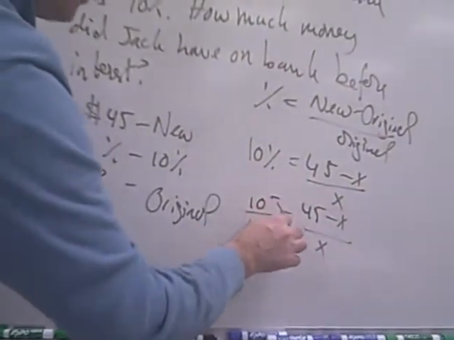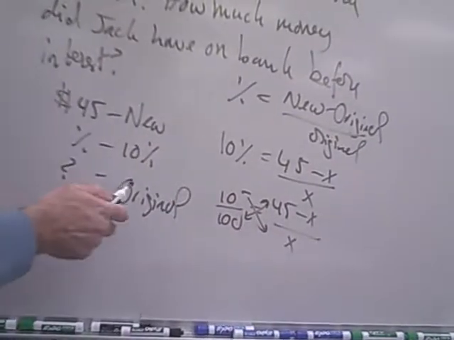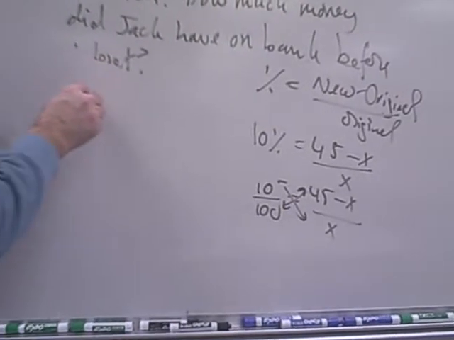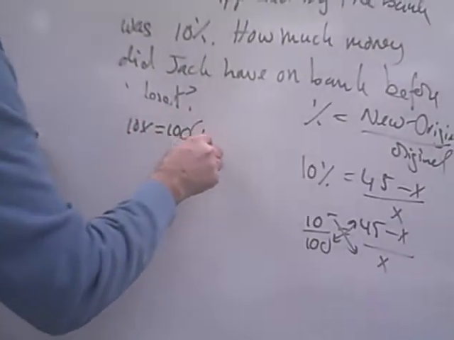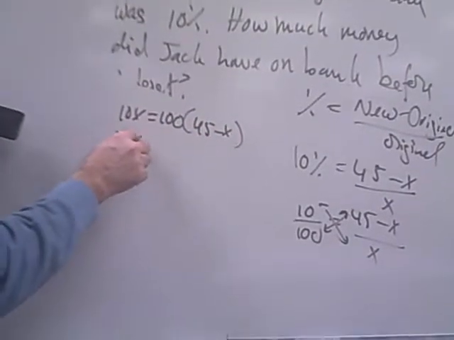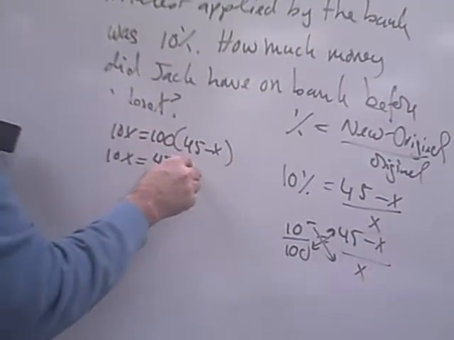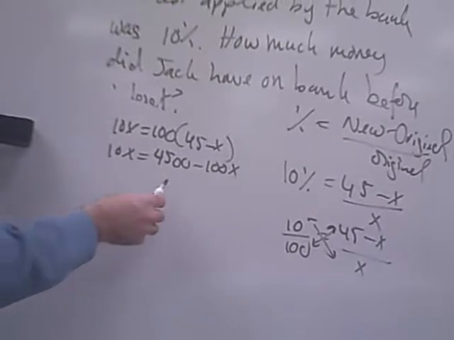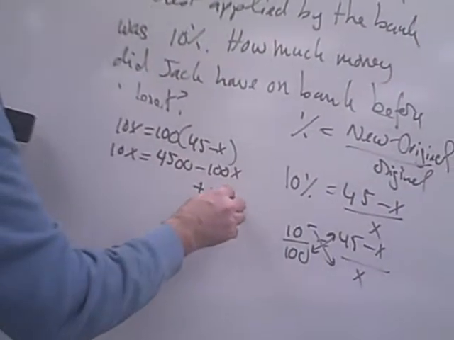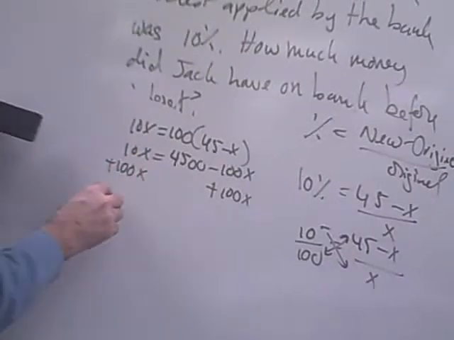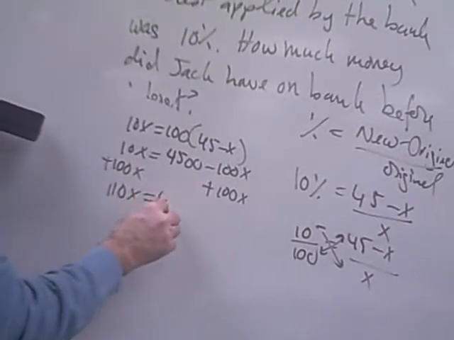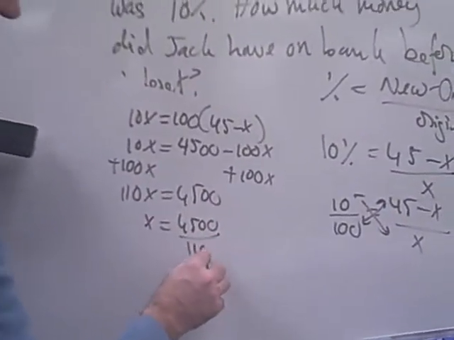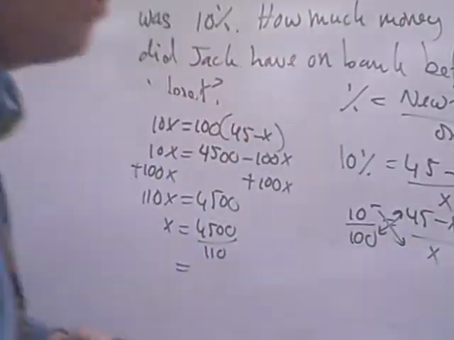Now we cross multiply, and I'll erase this and continue over here. I get 10x equals 100 times 45 minus x. In other words, 10x is 4,500 minus 100x. This is a linear equation. I'm going to solve for x by combining like terms. I add 100x to both sides, and I get 110x is 4,500. In other words, x is 4,500 divided by 110, which gives me, I have to use my handy dandy calculator for that one.